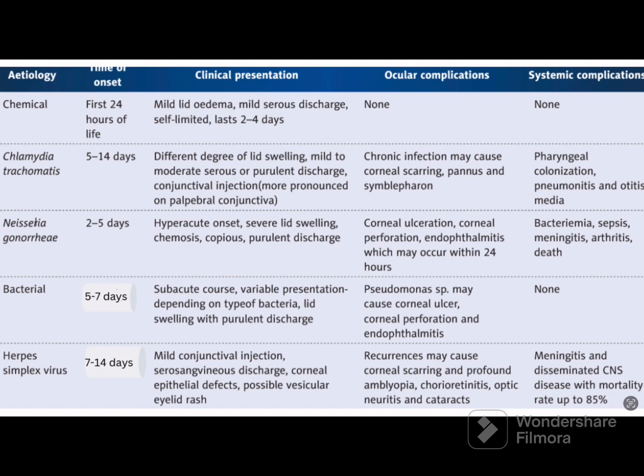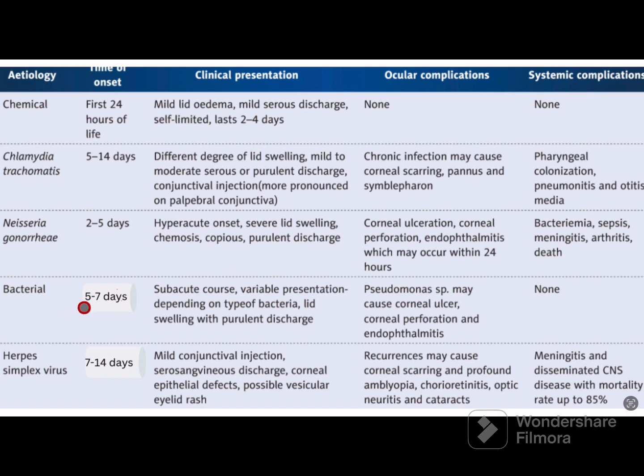Then how about if Neisseria gonorrhoeae is the etiology? Then the time of onset will be 2 to 5 days approximately, and it is hyperacute in onset with severe lid swelling, chemosis, and copious purulent discharge. The complication, as I already mentioned, is ulceration, corneal perforation, staphyloma formation, and endophthalmitis may occur within 24 hours. Then coming to the systemic complications, it can be bacteremia, sepsis, meningitis, arthritis, and the death of the baby.